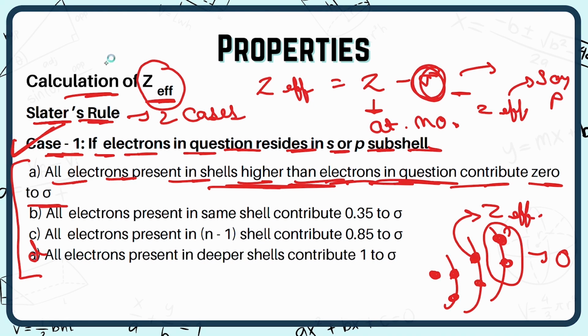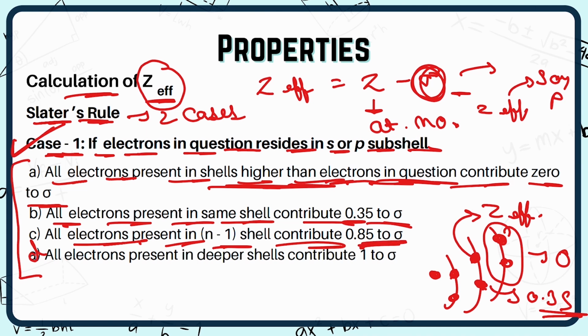So their contribution will be 0. All electrons present in the same shell contribute 0.35 to sigma. For example, this particular electron will contribute how much? 0.35 to sigma. All electrons present in the n-1 shell contribute 0.85 to sigma.